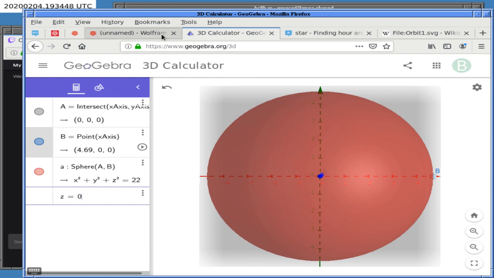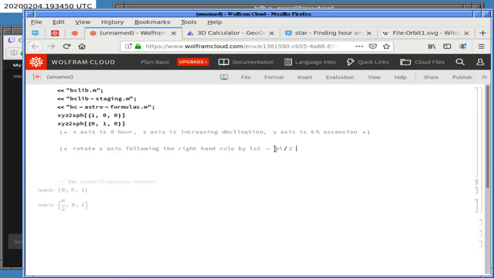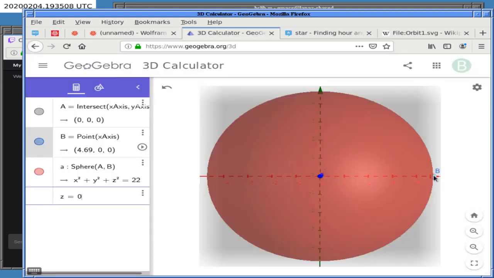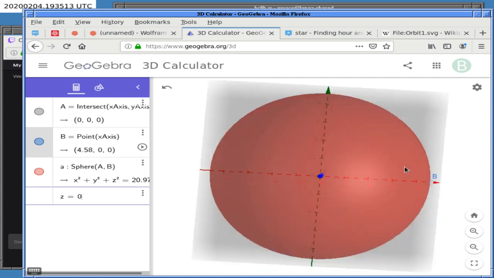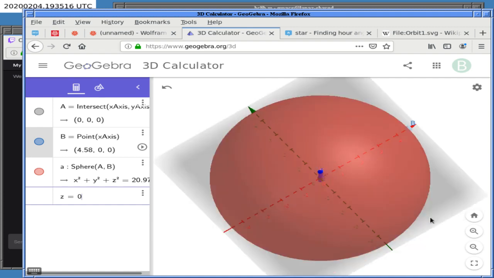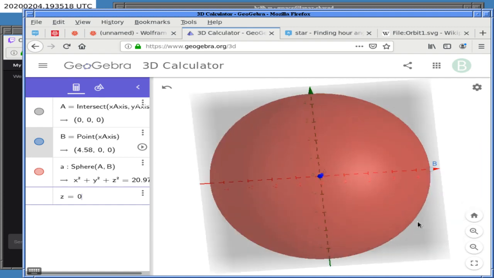So I might have meant pi over 2 minus local sidereal time. Let's see if this works. If this doesn't work, we're in trouble, and then I've screwed up the formula in a much more serious way. Okay, so when local sidereal time is 0, this says rotate by pi over 2. Which does not work, actually, because when the local sidereal time is 0, we definitely want to rotate by negative pi over 2. So let's work this out.